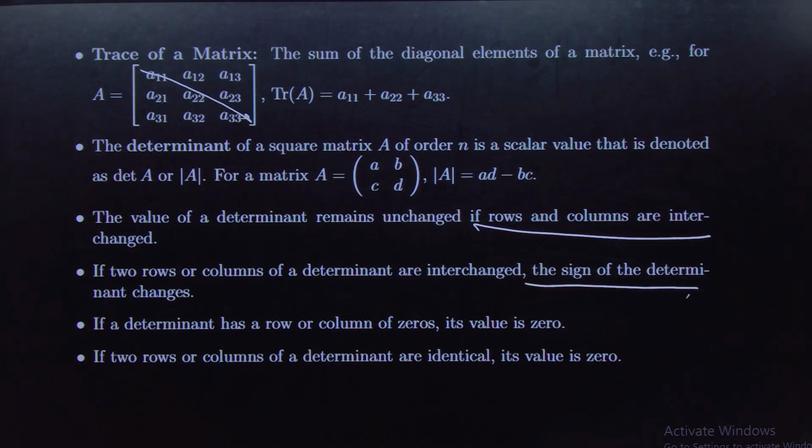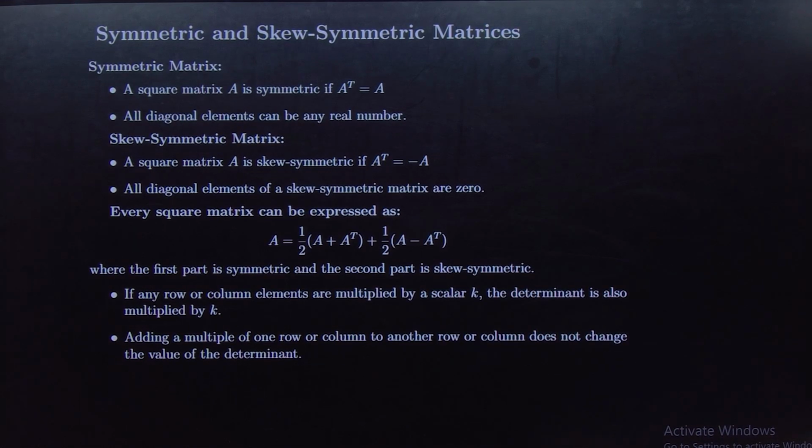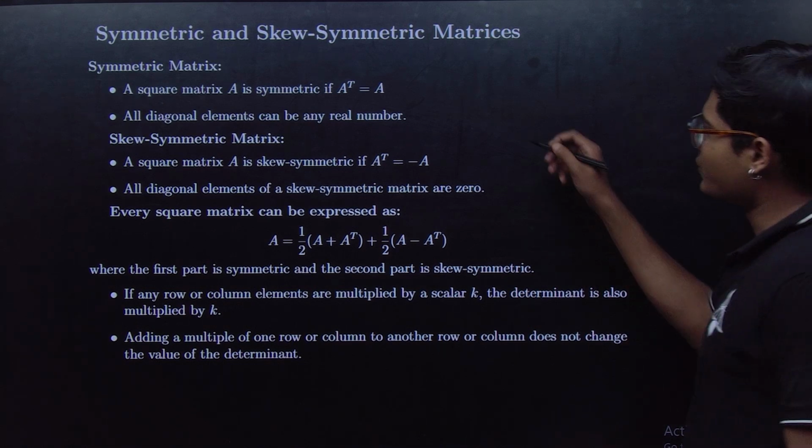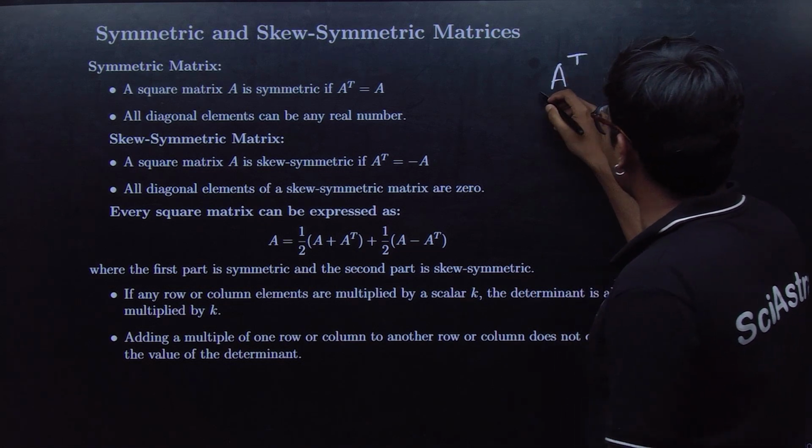Okay. If you have a determinant where one of the rows or columns is equal to 0, then the final value of it is also going to be 0. Similarly, if two of the rows or columns are equal, then the final value of the determinant is equal to 0, right? Symmetric and skew-symmetric matrix. For every square matrix, we have this operation known as taking the transpose of it. A transpose is basically interchanging all the rows and columns.